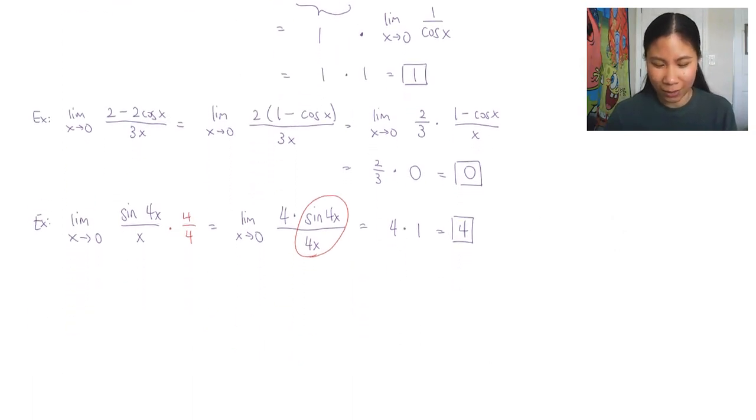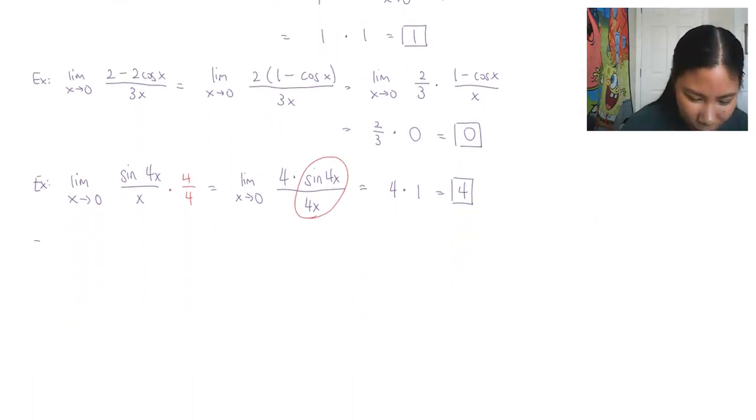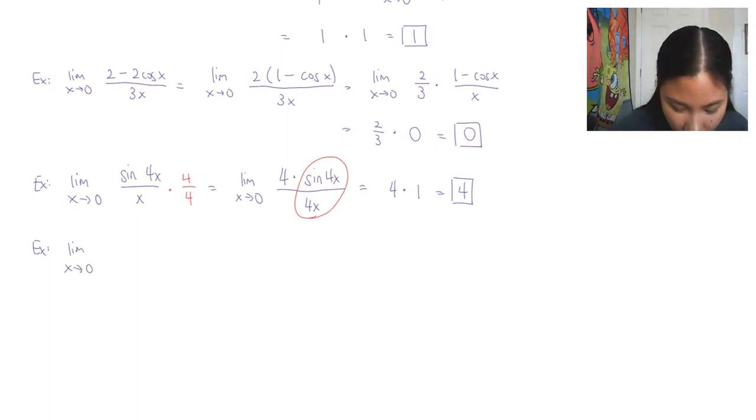That's a weird, tricky one, just because it looks weird. I'm going to do one more, kind of like it, so we can get used to it. So again, limit as x approaches 0. This time we're going to have tangent of 4x over 6x.